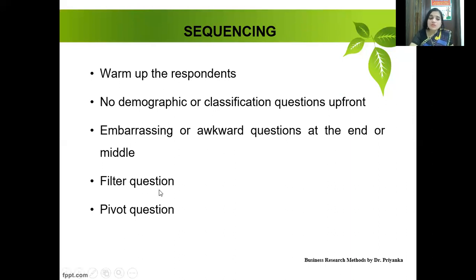Then filter questions and pivot questions. These are also very necessary. You should put filter questions in between, like whether the person knows about this issue, yes or no, and then according to the reply, the person should be able to jump one or two questions if they are not related to that person.